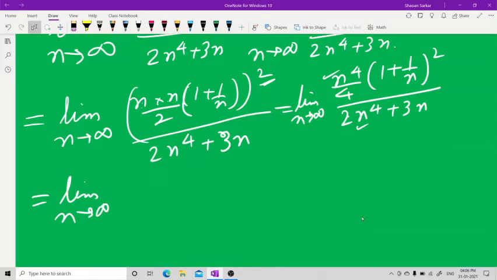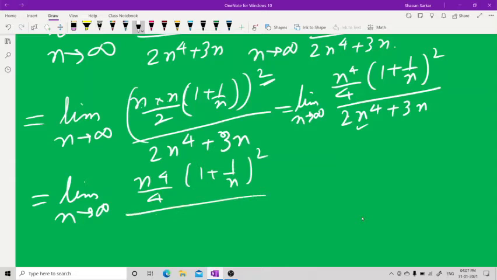So this n^4 and this, wait a minute, let's not cut it right now. This is n^4 and n^4 by 4, (1 plus n) whole square. Take n^4 out of it: n^4 (2 plus 3n) by n^4. This n^4 and this n^4 cancel out.